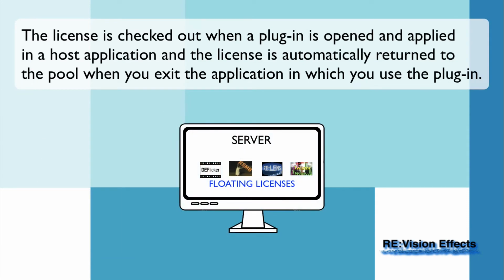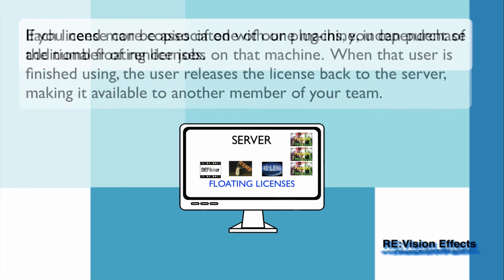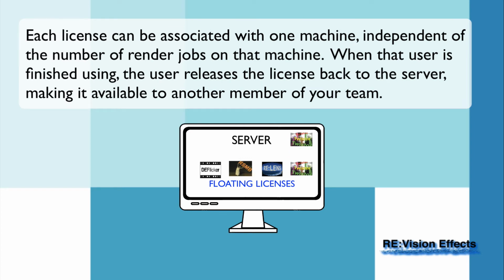In a similar way, the license is checked out when the plugin is opened and applied in a host application, and the license is automatically returned to the pool when you exit the application in which you used the plugin. If you need more copies of one of our plugins, you can purchase additional floating licenses. Each license can be associated with one machine independent of the number of render jobs on that machine. When that user is finished using, the user releases the license back to the licensed server, making it available to another member of your team, just like the library analogy.